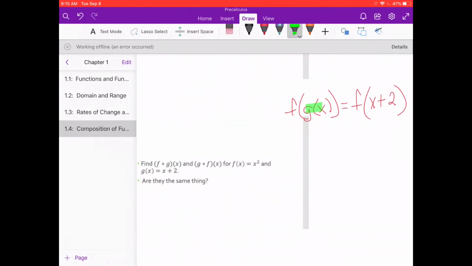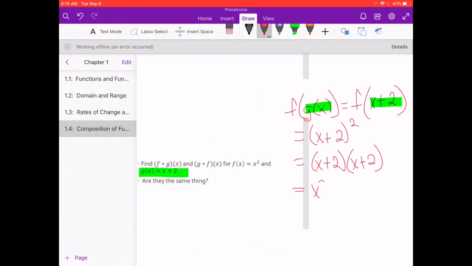Notice that these two things are equivalent from here. So f of x plus 2 is going to be x plus 2 squared. Remember, squared means write it twice and multiply. I'm going to FOIL it out, so I get x squared plus 2x plus 2x plus 4, which gives me x squared plus 4x plus 4. So that's f o g.